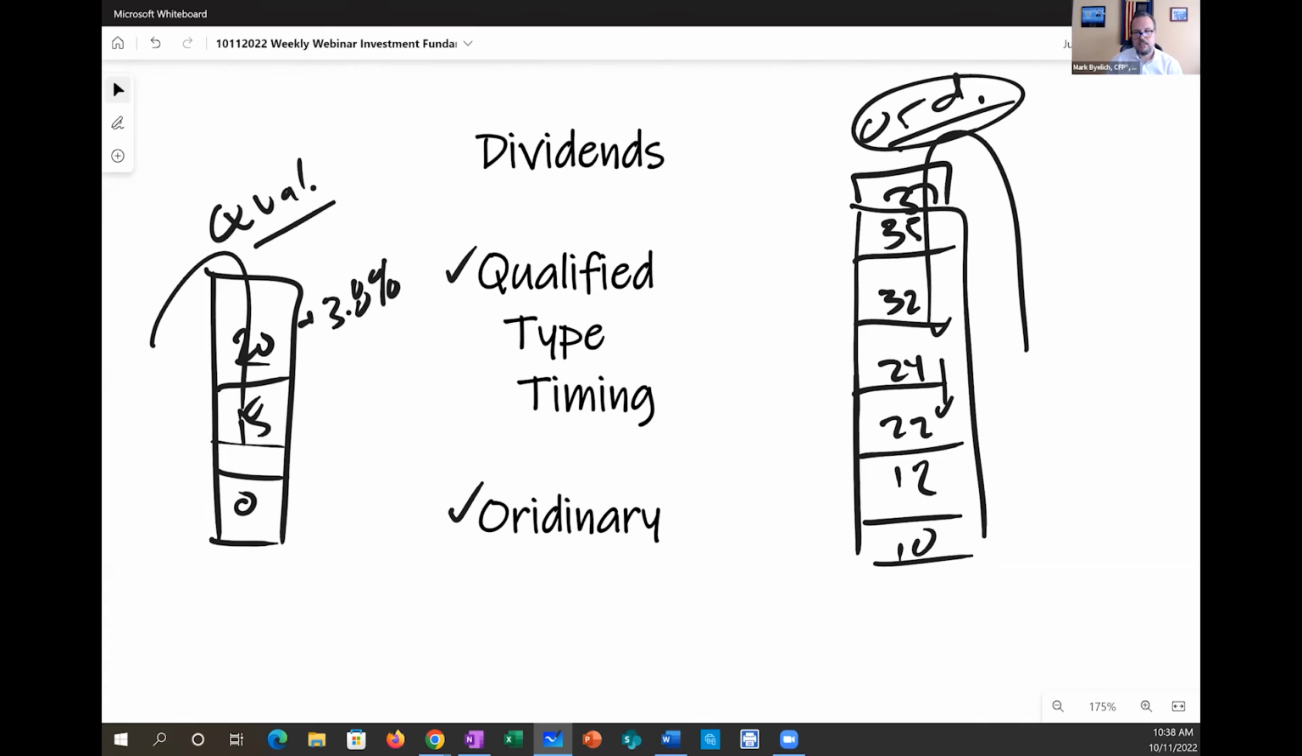And I have to tell you, I knew this going into my licensing and other requirements, probably my CFP exam too. I had to look this up. I can't remember these holding periods, so I don't expect you to. I'm just giving them to you as a reference.